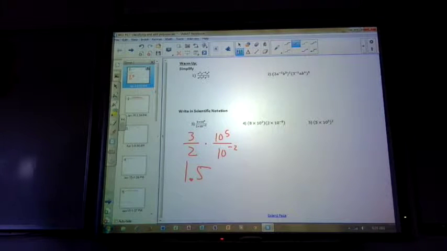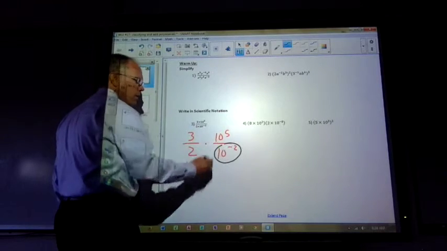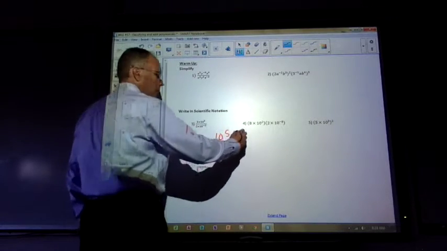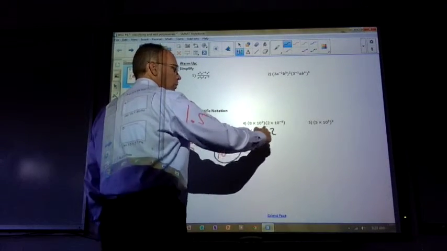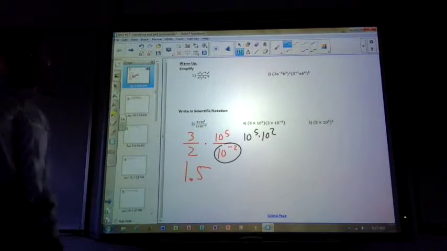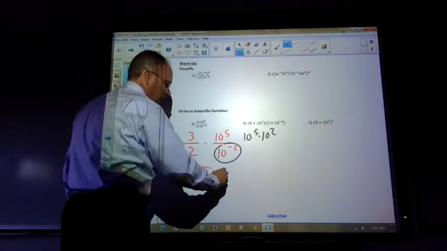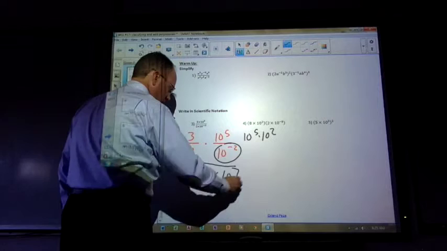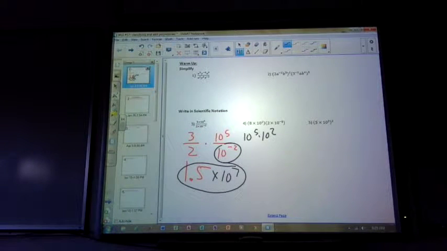What do you think should happen to that negative 2? What happens here? It's going to move up. So that becomes 10 to the 5th times 10 to the 2nd. Like bases, when multiplied, what do I do to the exponents? Add them. So 1.5 times 10 to the 7th. Okay, I have a number, a decimal, followed by 1, 2, or 3 digits. This works. I like it.